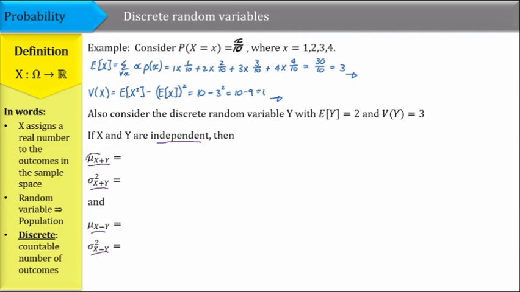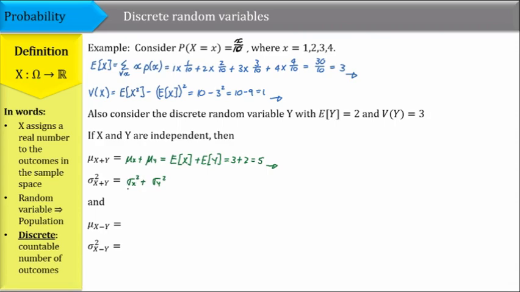Now, this notation over here, mu subscript x plus y, is simply the mean or the expected value calculated after we've added x and y together. However, we know from our results in the previous section that this is simply equal to the mean of x plus the mean of y. So we know the mean of x and we know the mean of y. That is simply 3 plus 2, which gives us 5.